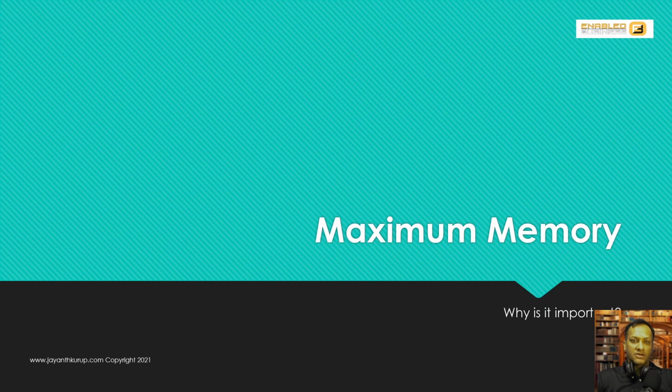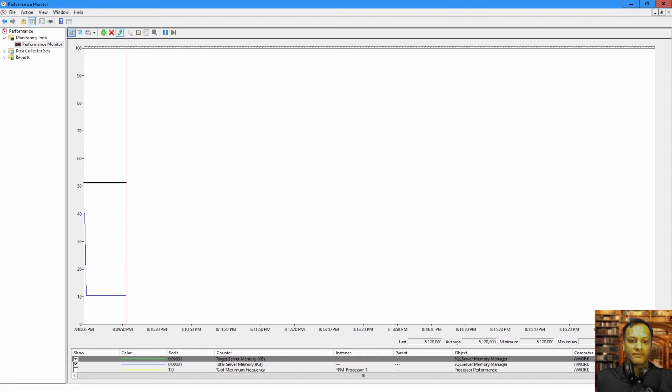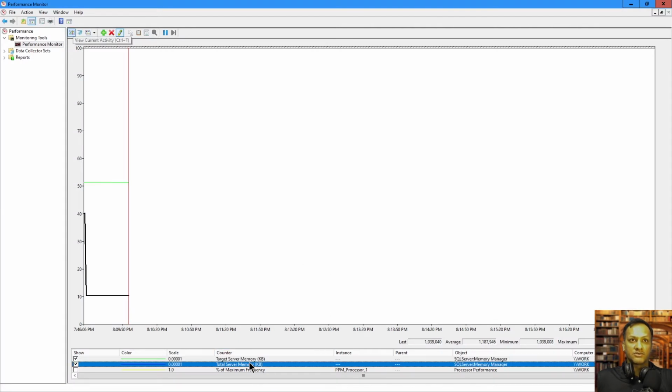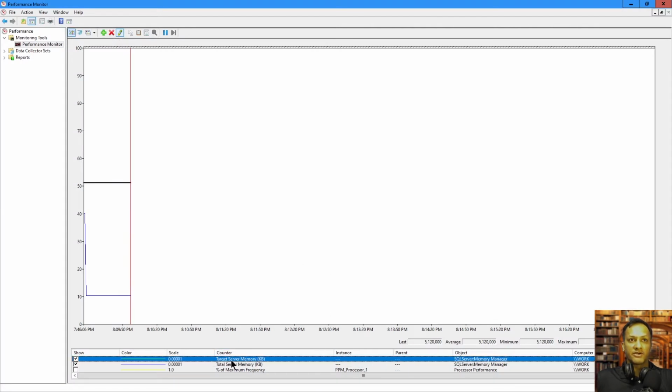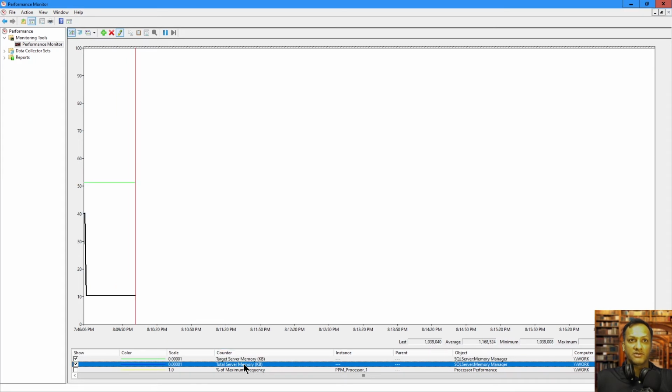Now, before we can start talking about maximum memory, there are two performance counters we need to be aware of. The first one being total memory and the second one being target memory. So let's go ahead and have a look at that. As you can see here, I've got the two counters already available. So you'll have my target memory set at 512. This is 5 gigabytes, and then you have the total server memory, which is running at about 1 gigabyte right now.